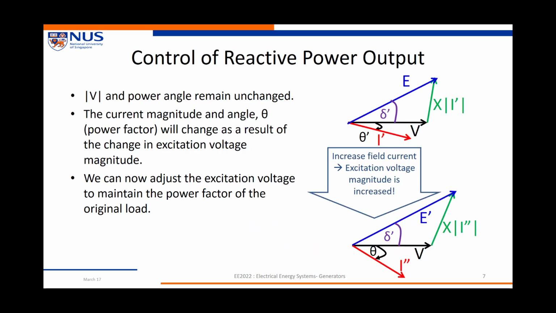Let's see how to control the reactive power output of a generator. Here, the terminal voltage V and the power angle delta remain unchanged. The current magnitude and the angle theta, which is corresponding to the power factor, will change as a result of the change in excitation voltage magnitude. If we want to keep the power factor constant, then we can adjust the excitation voltage to maintain the power factor of the original load.